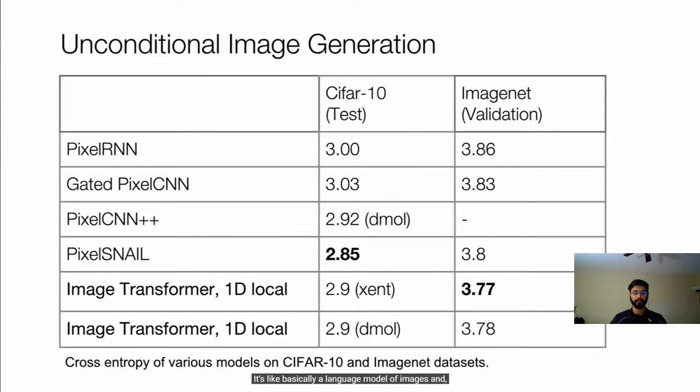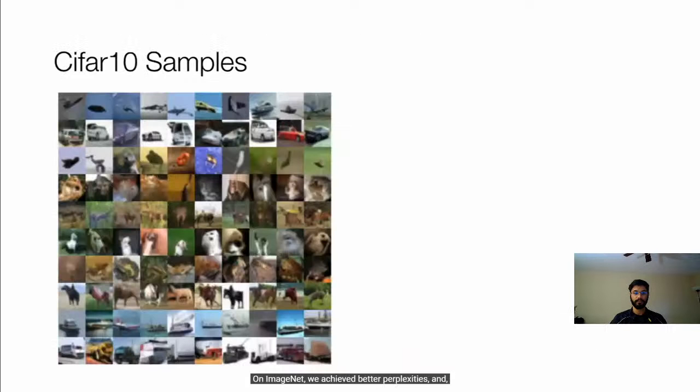It's basically a language model of images, and the factorization of your language model just depends on how you rasterize. In the 1D rasterization, we went first rows and then columns. In the 2D rasterization, we went blockwise, and inside each block we rasterized. On ImageNet, we achieved better perplexities, and so yeah, I mean, we're not at GAN level, right? I think autoregressive image generation by this point had not reached GANs.